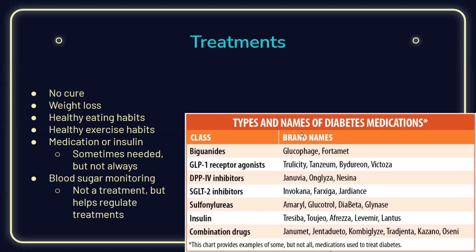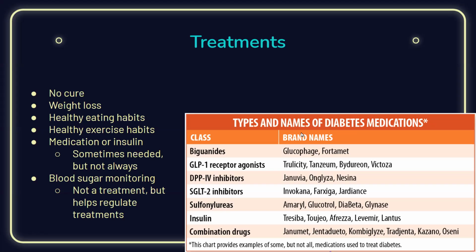And those are what a lot of people can use, and a lot of times people end up not needing that treatment anymore, so they can go back to their normal lifestyle, but they're more at risk for having blood sugar problems in the future, and it never really goes away. And then you can have medication or insulin, which is sometimes needed, but it's not always needed.